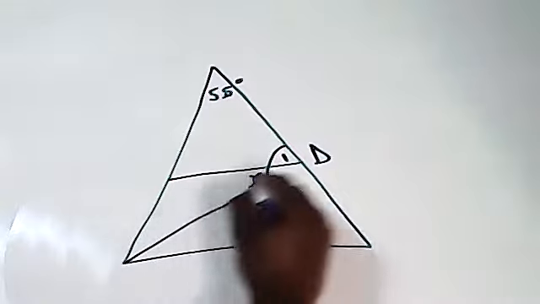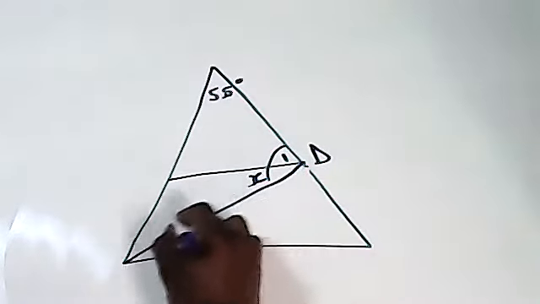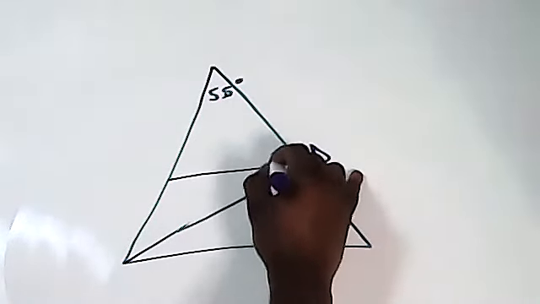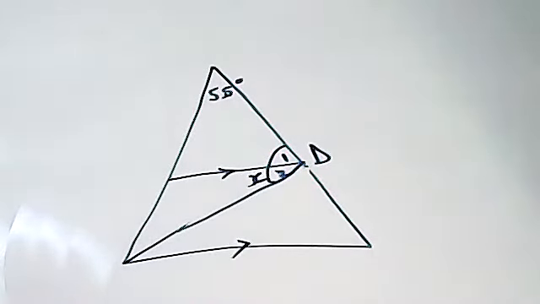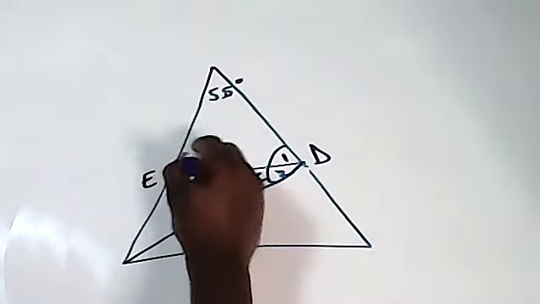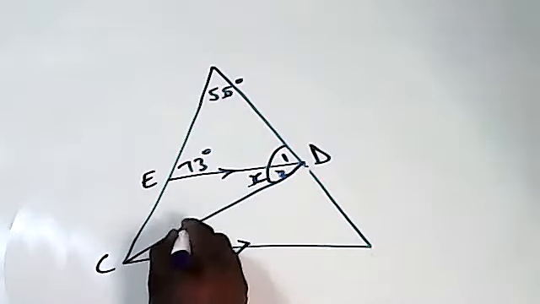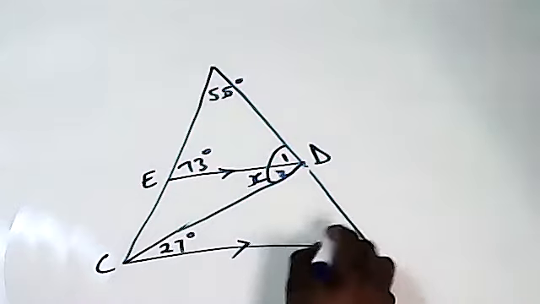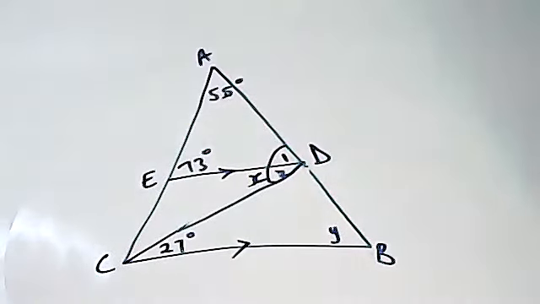So D2 is this one, and then they tell you that this is parallel to that. And then 73 there. Now, what I'm trying to do here is to see if you can apply everything I've told you so far. And then you have Y there. It's clear, right? You can see everything. And obviously the question is for you to find the value of X and Y.